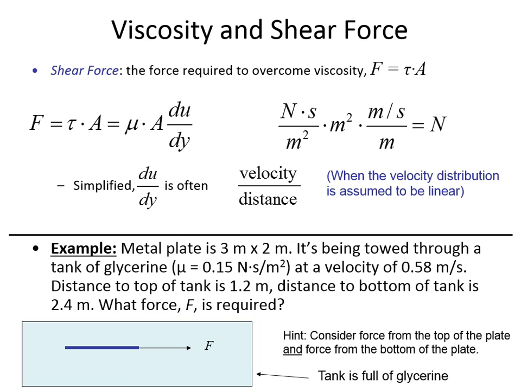So this plate has a top and a bottom, and there's a different amount of force required to overcome the viscous resistance on the top surface versus the bottom surface. Since the plate is closer to the top of the tank, that's going to require the greater amount of force. There's going to be greater resistance to moving it at a velocity of 0.58 meters per second when the gap is 1.2 meters than when the gap is 2.4 meters. So we can calculate the total force.